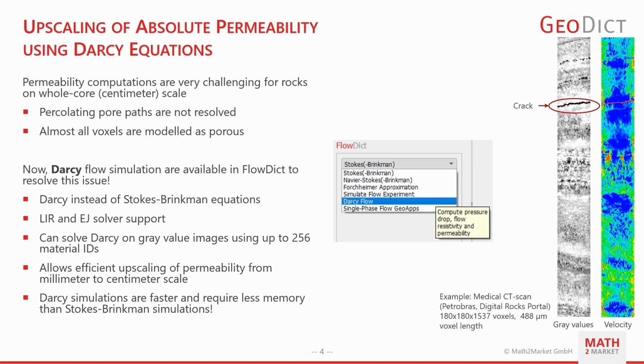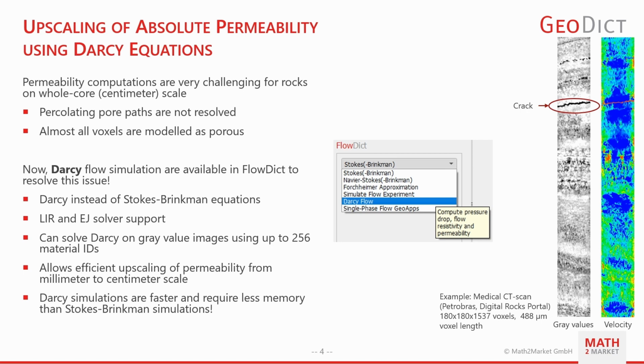Permeability computations are very challenging on segmented rock structures which were acquired by medical CT scanners. Usually, there are no resolved percolation paths through the structure, but just single cracks. With our Stokes-Brinkmann solvers, it would be possible to consider a permeability value for each segmented gray value region. But unfortunately, the runtime of such a simulation is very high.